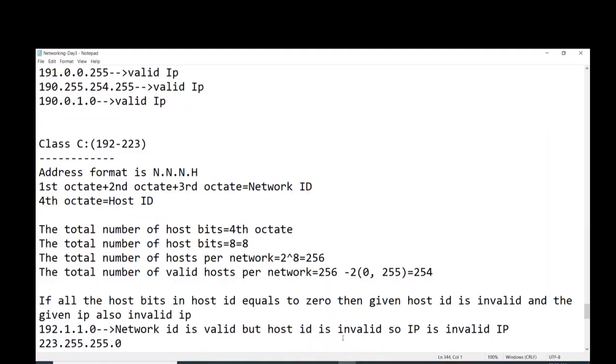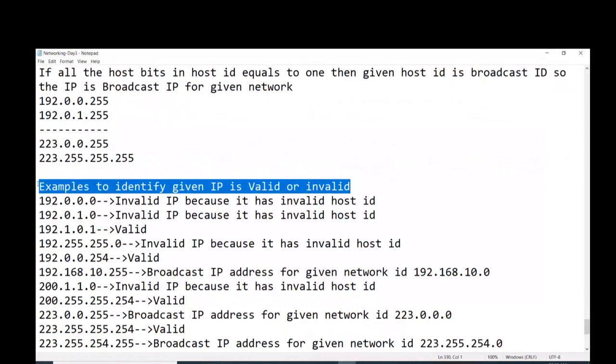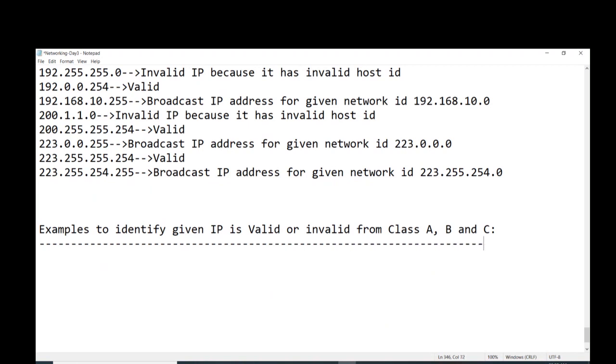Okay, sir. So that you can tell whether it is valid or invalid from class A, B, and C. Okay, fine. Now you tell me. I'll write 10.0. You have to be careful when you check. So how will I identify the given network IDs?